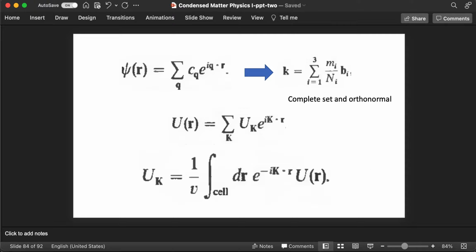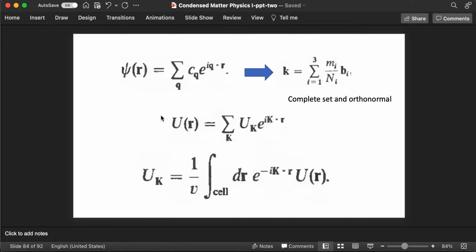electronic wave function psi of r and assume that it can be expanded using plane waves e power i q dot r. We will assume that these plane waves are a complete set and are orthonormal, and the wave vectors q obey the form that we just discussed in the previous video, that for a reciprocal lattice vector.